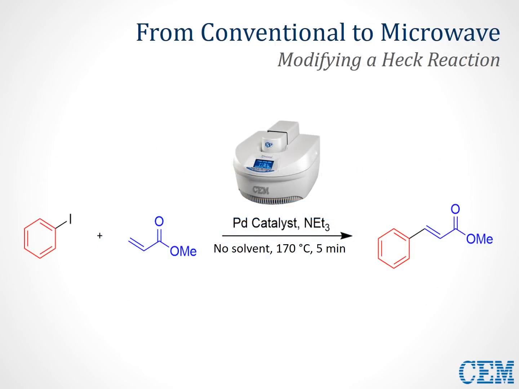So there you have it. With some minimal optimization, we were able to convert this 20-hour reaction to a 5-minute neat method in the Discover SP microwave system. The lack of solvent and low energy requirement makes this a perfect example of the application of green chemistry principles to a common reaction. So don't worry, a detailed overview of converting conventional methods to microwave methods is available in the form of an application note on the CEM website.